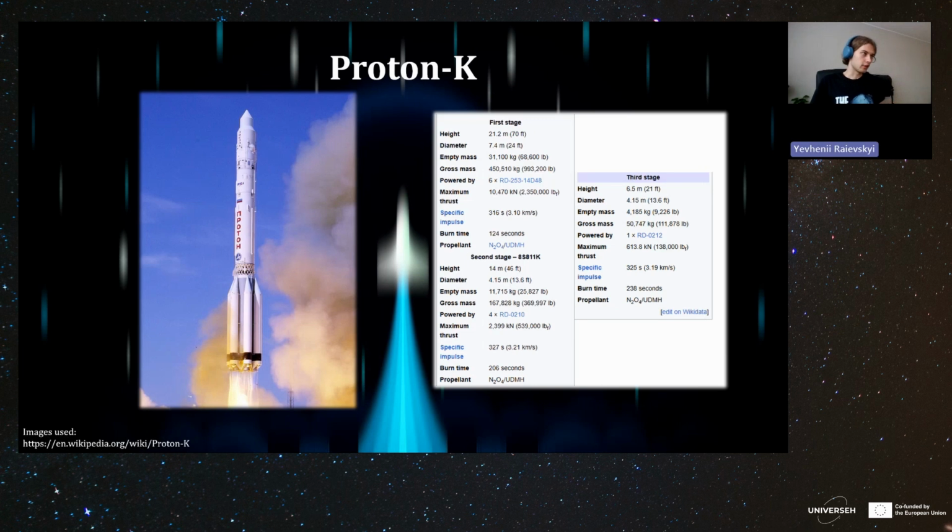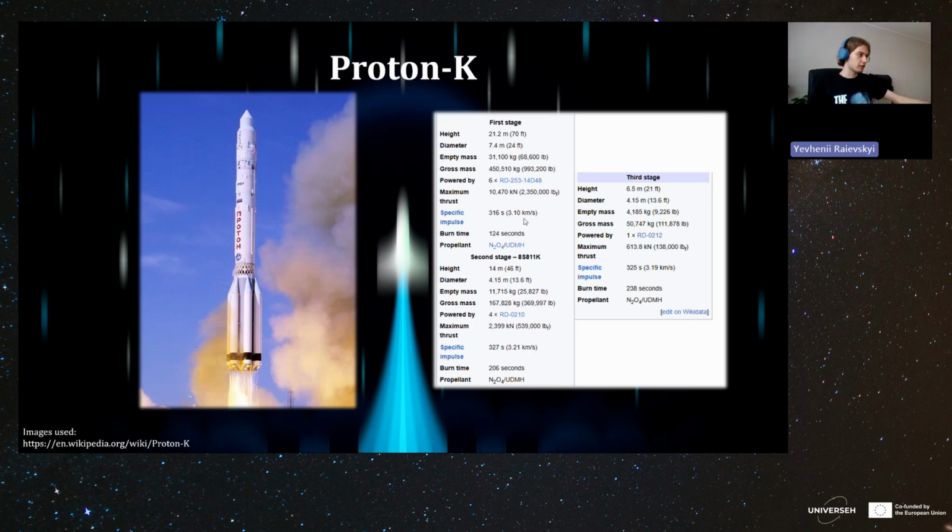Proton K is a Russian rocket, and it uses those bipropellant mixture N2O4 and UDMH. Basically, they just mixed together and ignited spontaneously. And here you have the characteristic of specific impulse. It's relatively high for rocket engines. And here, of course, the same mixture and the same mixture.